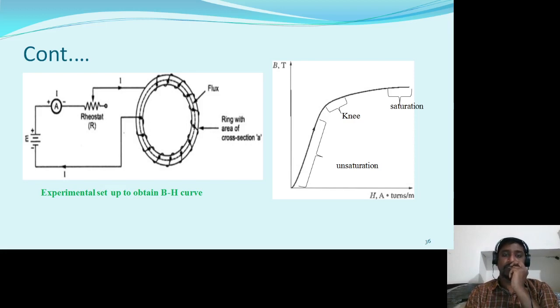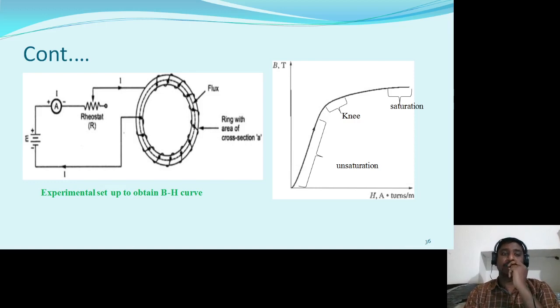Right? So initially, when you are not pumping any current through the coil, there is no magnetic flux density and there is no magnetic field intensity. Magnetic field intensity is nothing but the MMF, the magnetizing force. So both are zero, and the curve starts from the origin.